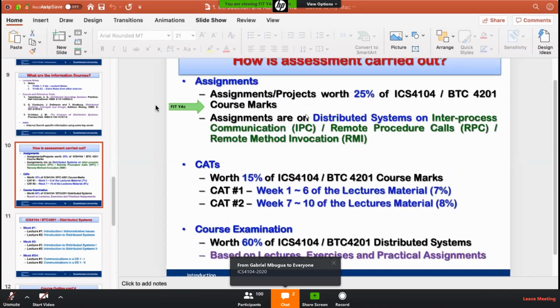And then in terms of the assignments, I'm still thinking about the best way to be able to do this.